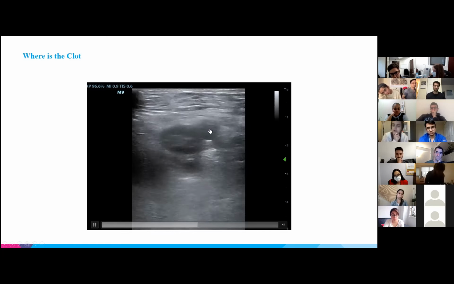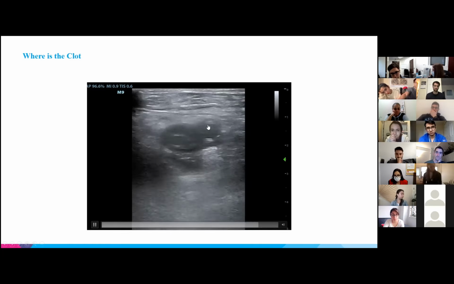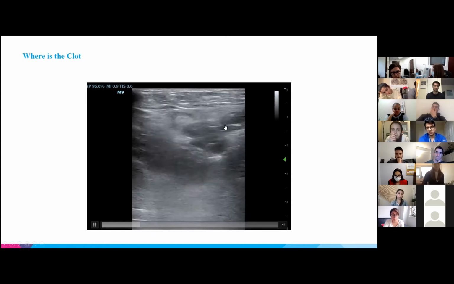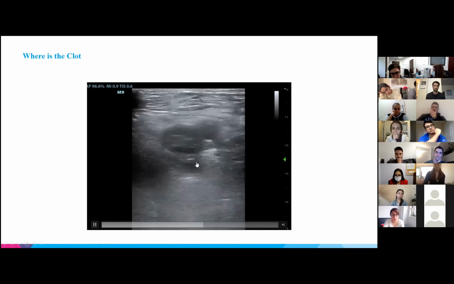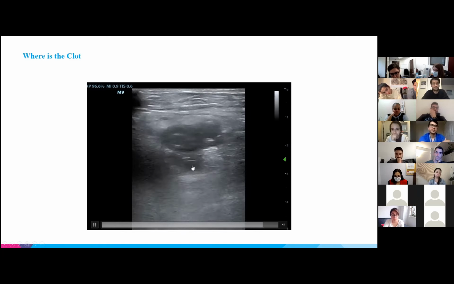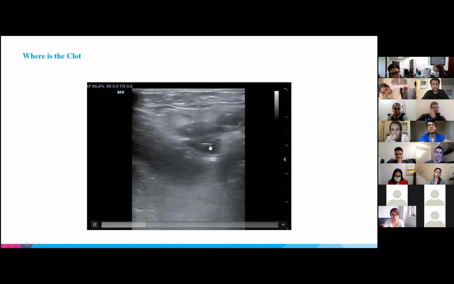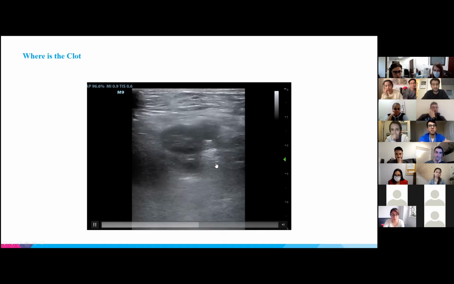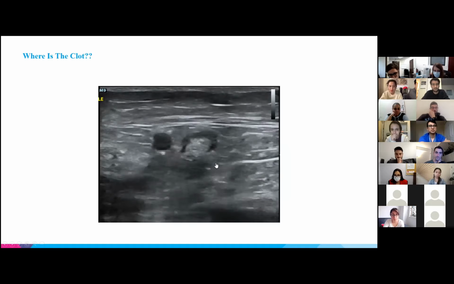Because the artery is to the right of the screen, which is the lateral side of the patient. And I think this is probably right where the arteries bifurcate. We're not seeing it clearly, but this might be the deep femoral artery that's coming partially into the view. All right, what about here?